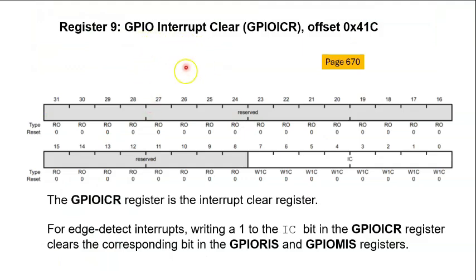And here is the diagram that I've taken from page 670 of the datasheet. This is the GPIO interrupt clear, or GPIO ICR. The offset is 41C, which we've seen earlier. For edge detect interrupts, writing a 1 to the IC bit in the GPIO ICR register clears the corresponding bit in the GPIO RIS and the GPIO MIS registers.